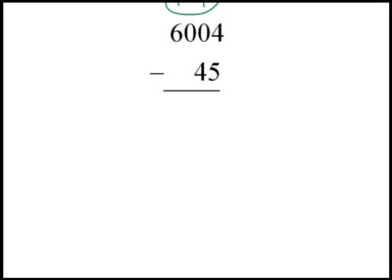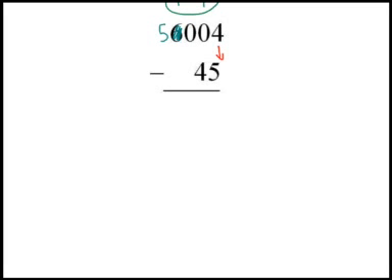6004 minus 45. We cannot subtract the 5 from the 4, which means we have to borrow 1 from the tens column. But there is nothing to borrow. So we borrow 1 from the hundreds column. There is nothing to borrow. So we have to borrow all the way to the left at the thousands column, which means that 6, which stands for 6,000, would now become 5, standing for 5,000.